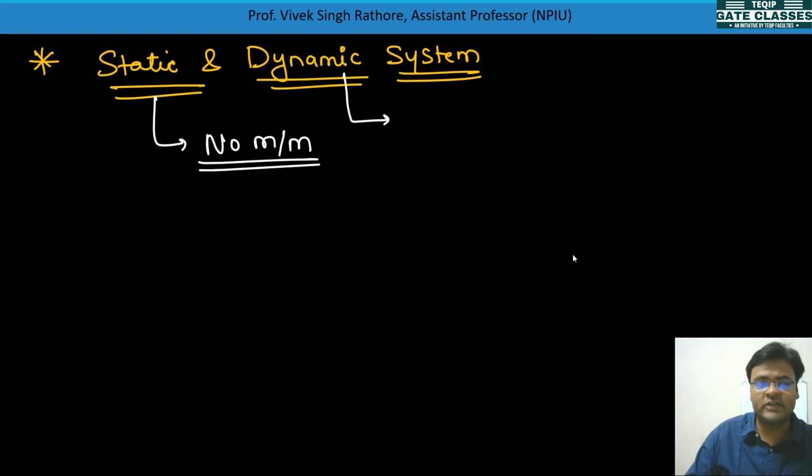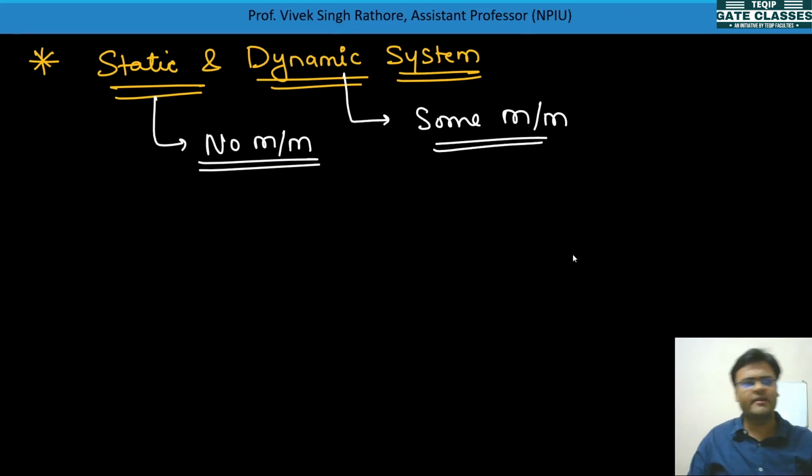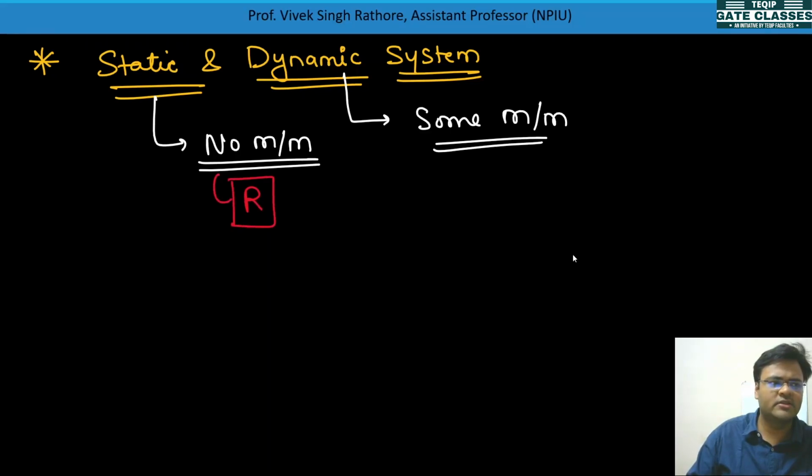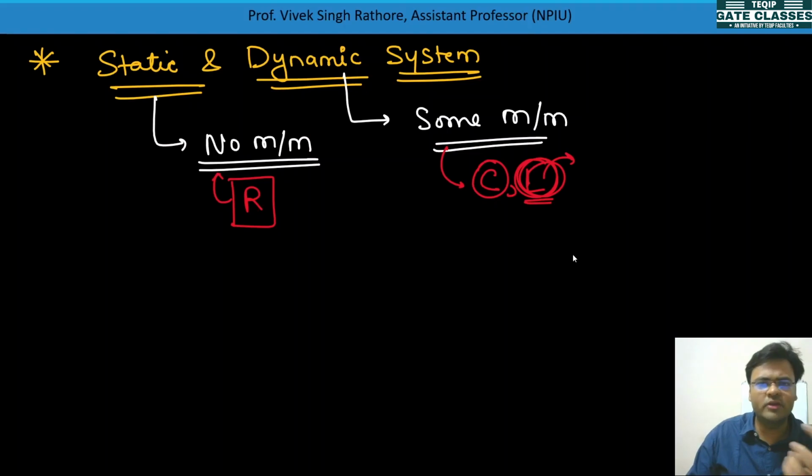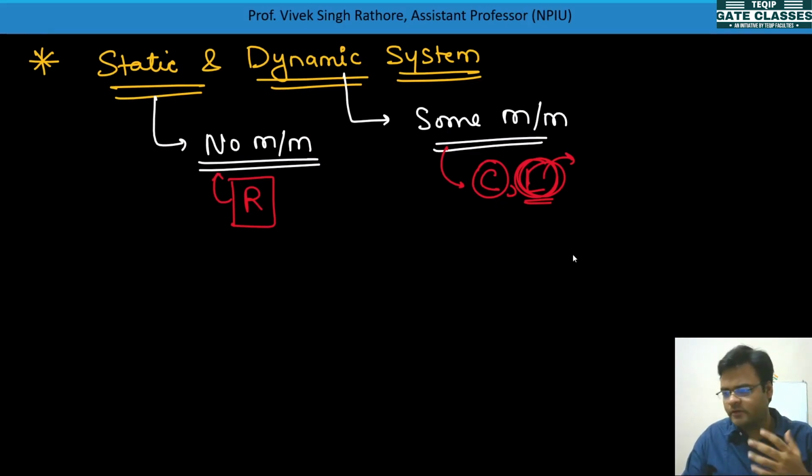Systems which have some kind of memory in them will be called dynamic systems. If you see it in terms of electronic components, resistor, inductor, capacitor: a resistor can be called a static system, because it doesn't have any storing element. But capacitor and inductor store electric field and magnetic field, so they are storing something, and can be called dynamic systems.